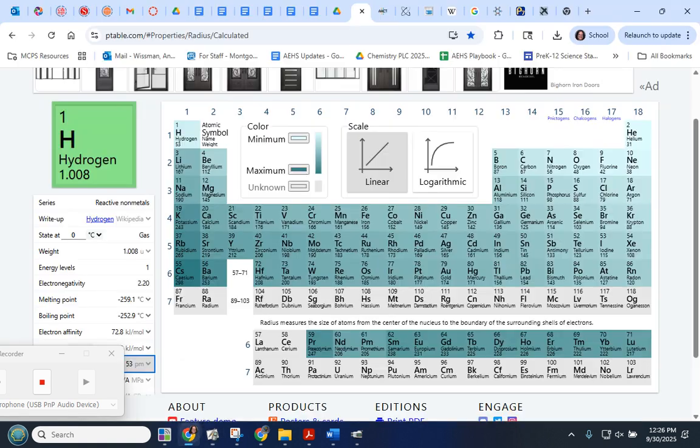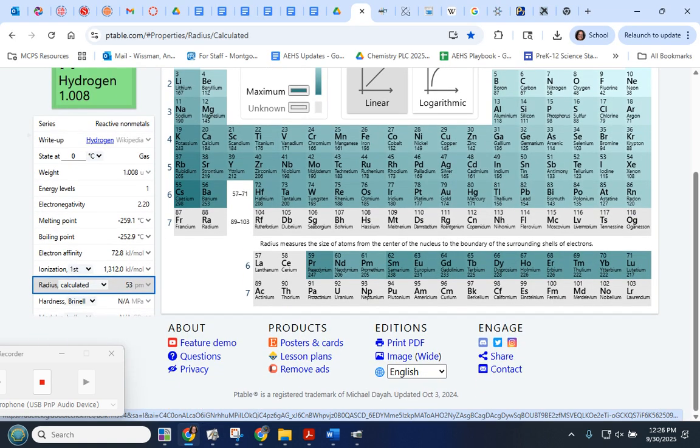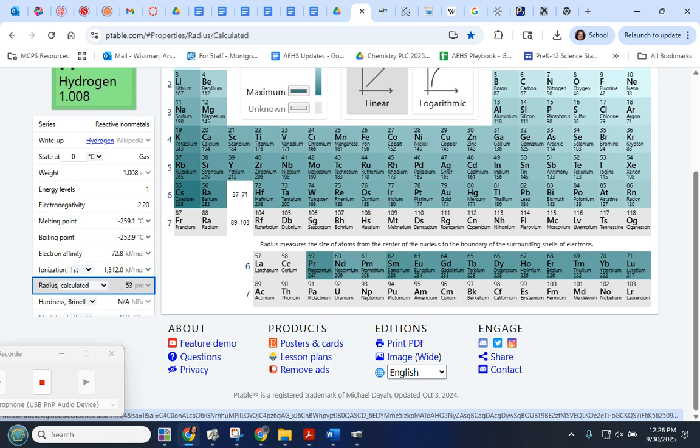If we go back to the best website on the internet and we go to radius, you'll note that there are several options: calculated, empirical, covalent, van der Waals. These are different techniques for measuring those distances. And so you will see, no matter which one of these you pick, this trend is the same. The exact numbers are going to be a little bit different, okay? So we're not really worried about that. We're just going to call it the distance between the two nuclei and call it a day.